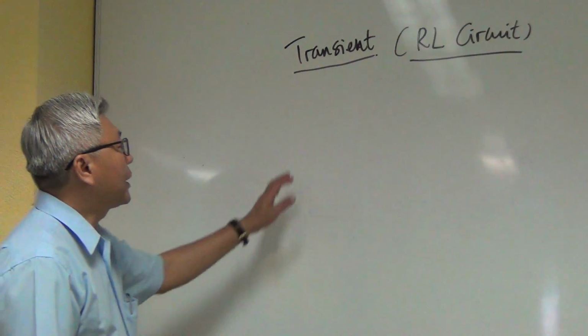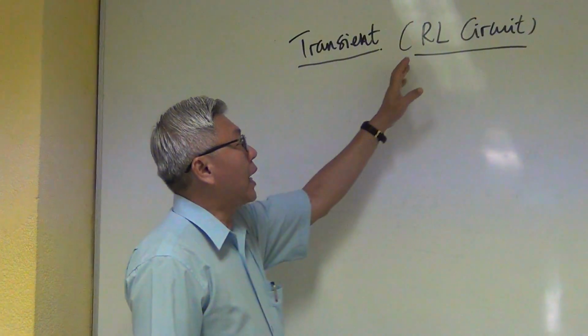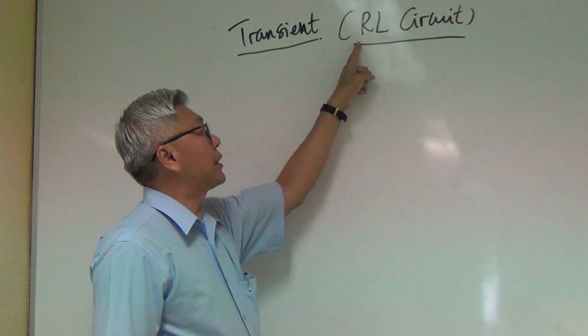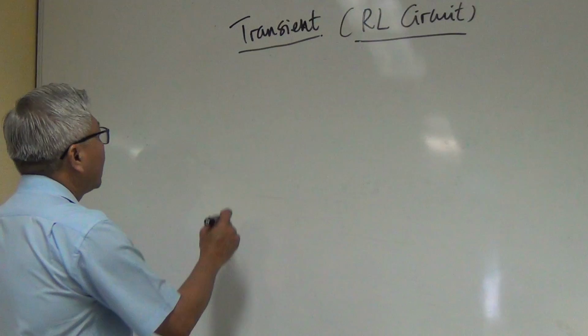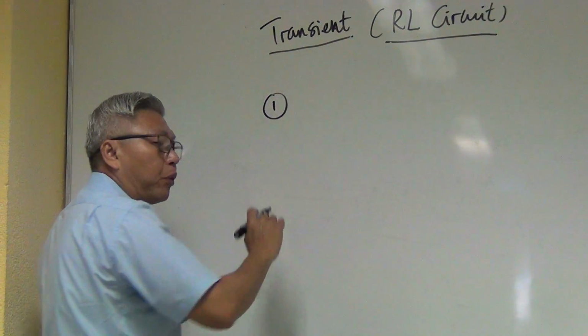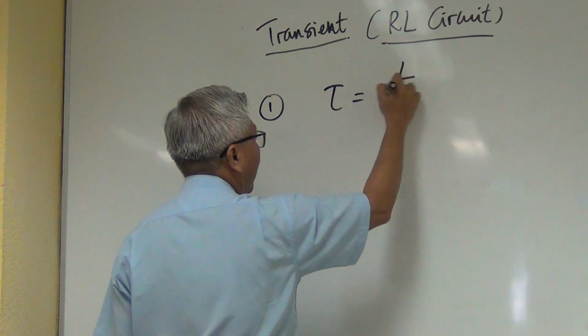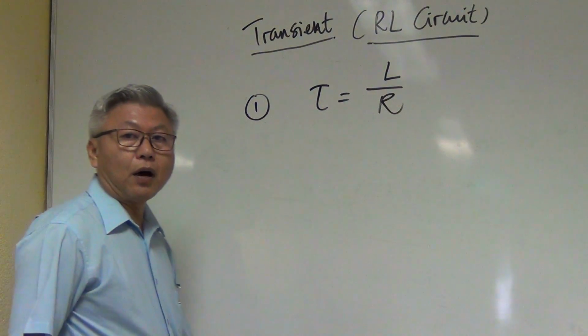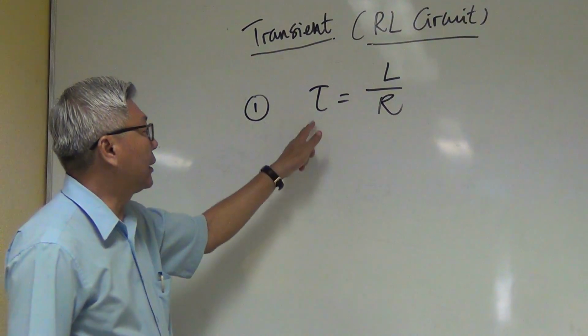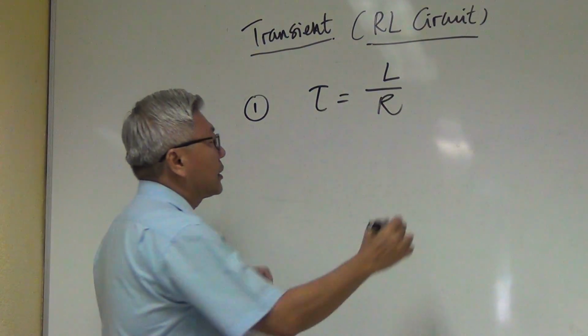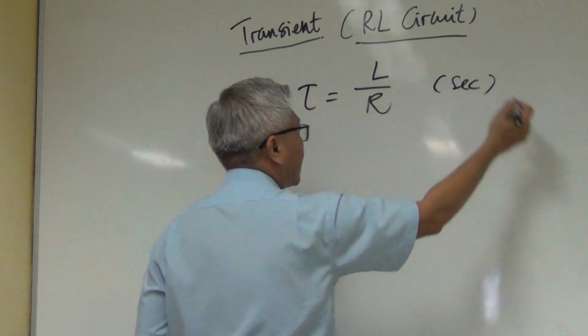Alright, let's continue with the second type of transient circuit, that is the RL circuit. That means a circuit with a resistor and inductor, right? So again, a few important things that we need to know is that the formula for time constant for an RL circuit is L over R. For an RC circuit it was R times C, but for an inductor it is L over R. And of course, it is a time, so the unit is second.